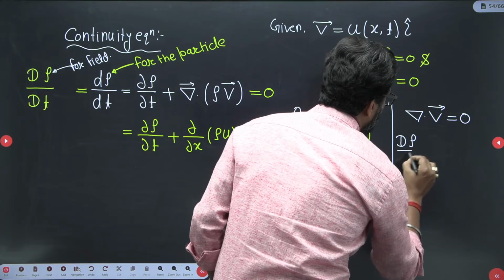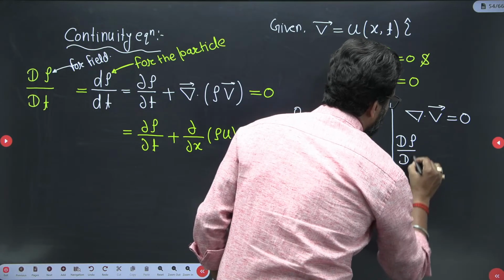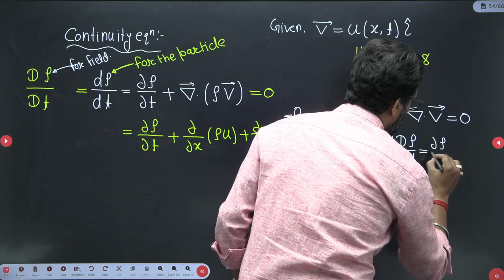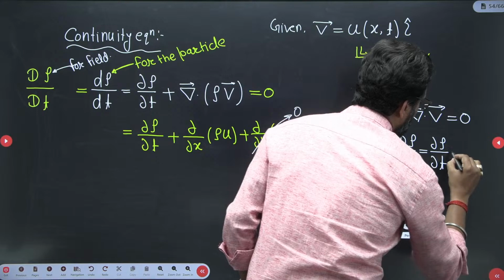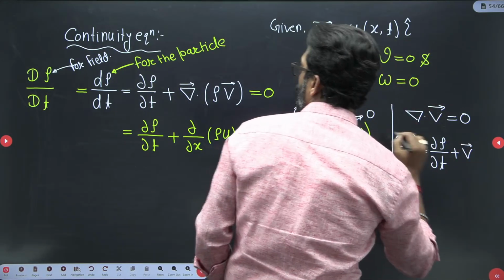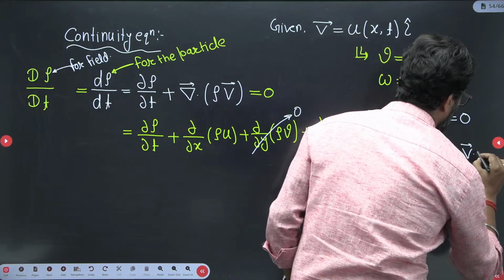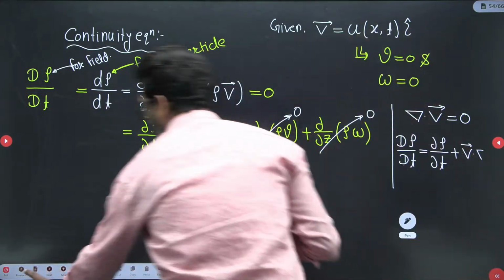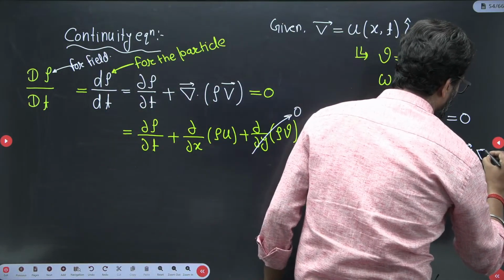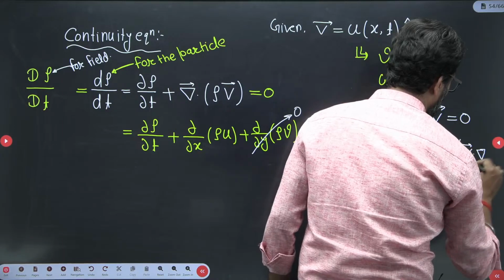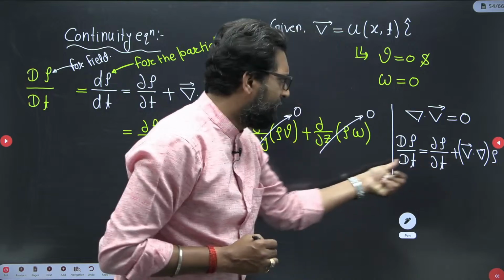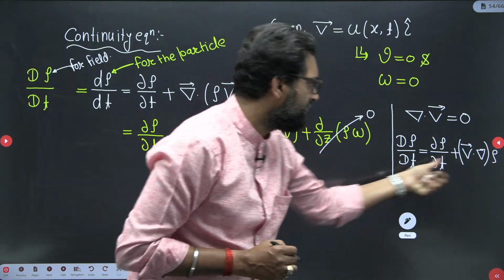D rho by dt is equal to dou rho by dou t plus V dot del into rho. This is your V dot del. This is your material derivative, okay.